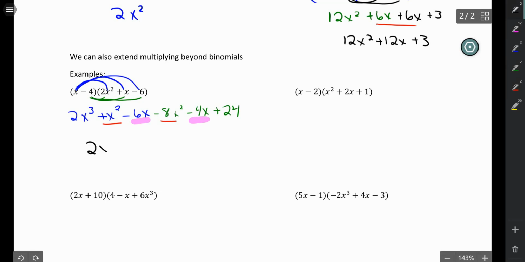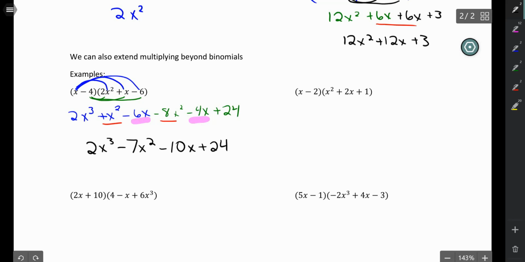So I've got my 2x cubed. Then I've got to put my x squared and my negative 8x squared together, so that will give me negative 7x squared. I need to put my negative 6x and my negative 4x together to get negative 10x. And then I've got just my plus 24 on the end.